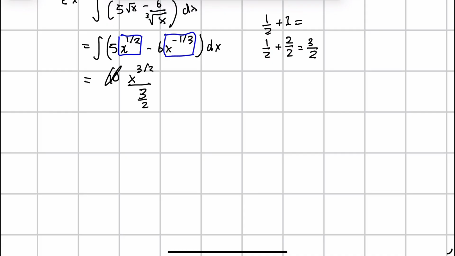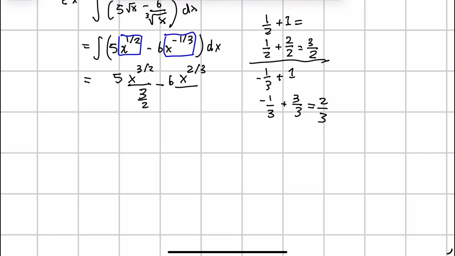So this is actually 5. Then we have minus 6 times x to the power of negative 1 over 3, and you add 1 to it, right? So then you're going to have negative 1 over 3. You can write that as 3 over 3. So negative 1 plus 3 is going to give you 2 over 3. So now you can write negative 6 times x to the power of 2 over 3. Divide all of that by 2 over 3. And then you can add your constant c.